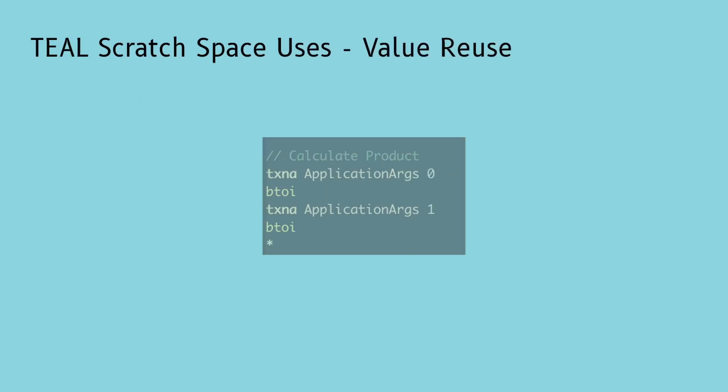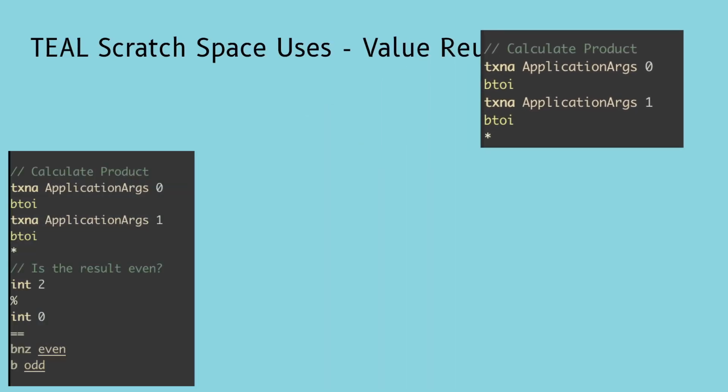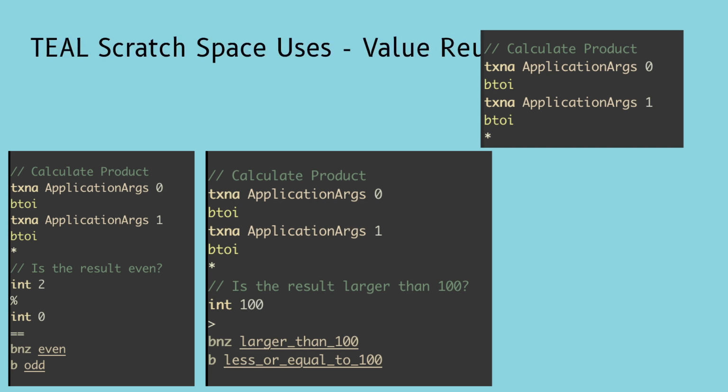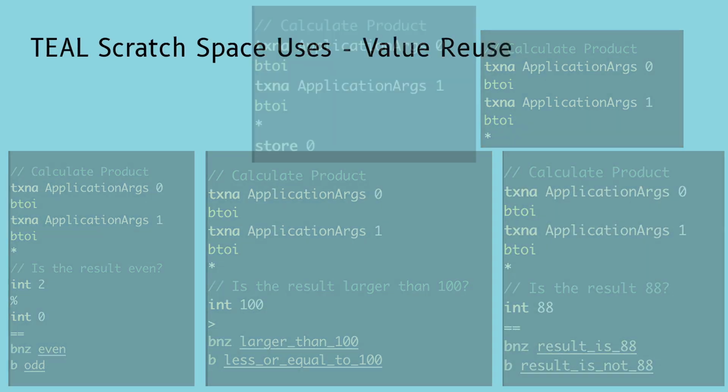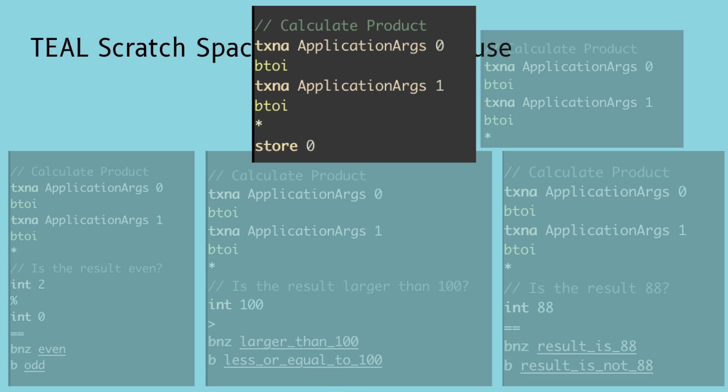For example, in this code snippet we take two unsigned integers as arguments and calculate the product, which during evaluation will now be at the top of the stack. But what if we want to use this value in various checks throughout the rest of the code, without having to calculate it each time we need it? We may want to perform checks such as, is it even, is it larger than 100, and is it equal to 88? To do this, we can store the result in Scratchbase after we first calculate it and whilst it's still on the top of the stack.